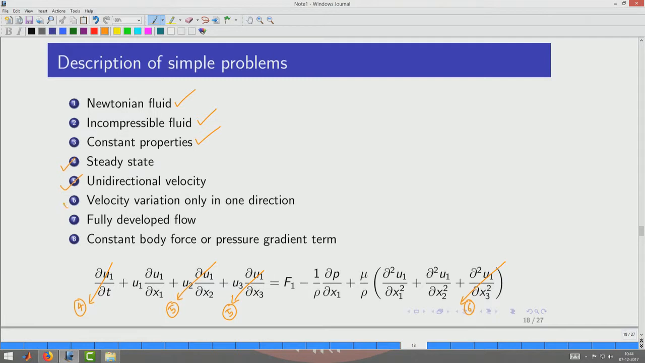And then we can say it is a fully developed flow. So, the moment I want to say it is a fully developed flow, then the velocity equation is written for u1 component, which means that dou u1 by dou x1 is 0. So, we then make this term drop off, and that is because of the assumption 7. So, it is done. Now, you can say that the constant body force or pressure terms, which means that these are all constants.